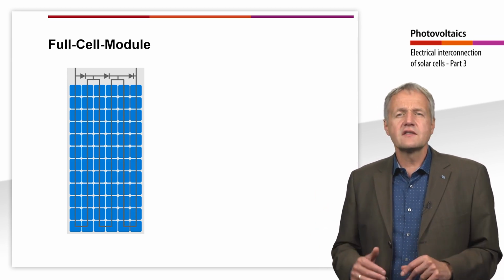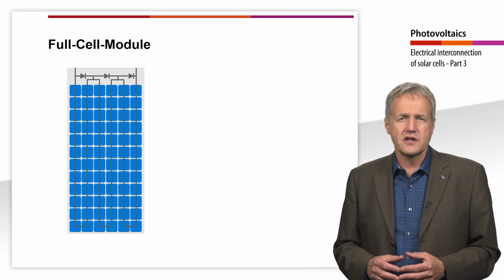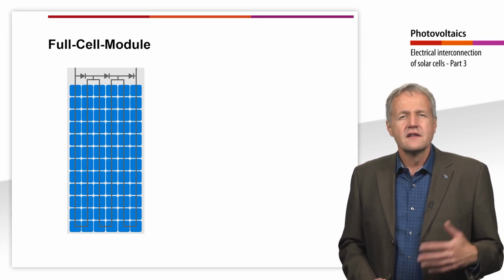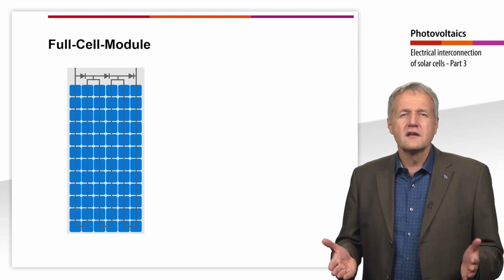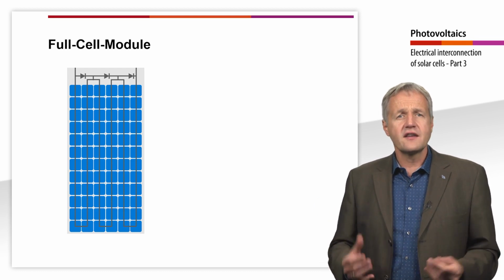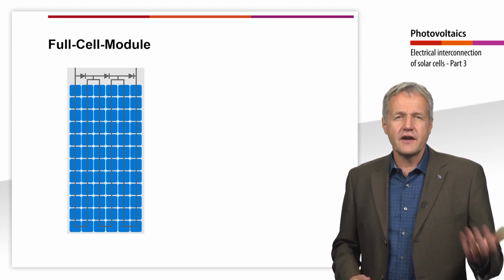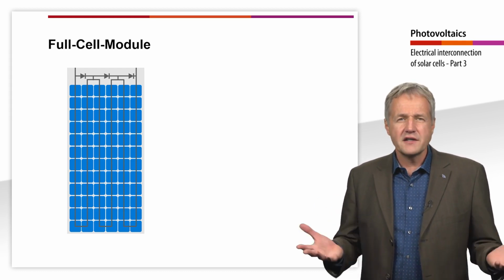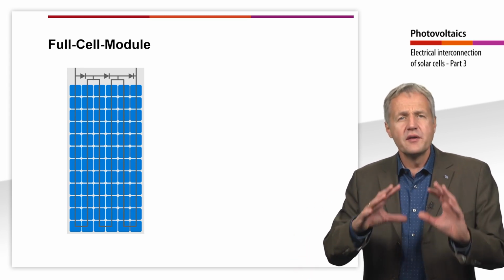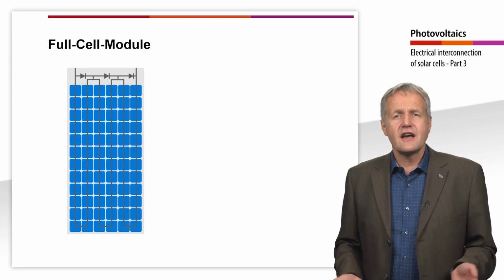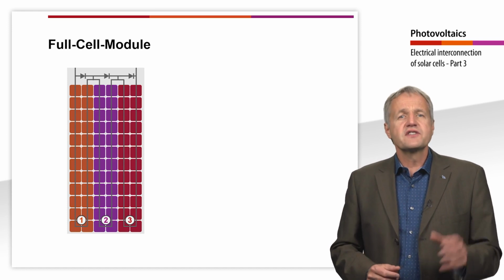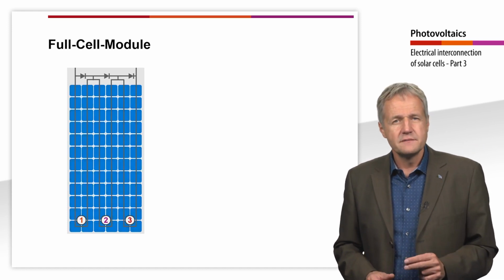Ideally, each solar cell would have its own bypass diode. In practice, however, this is not done. The bypass diodes are installed in the module junction box on the rear side of the module so that they can be replaced in the event of a defect. For practical and economic reasons, the number of bypass diodes is therefore limited, and the solar cells are divided into several strings, each of which receives a bypass diode.